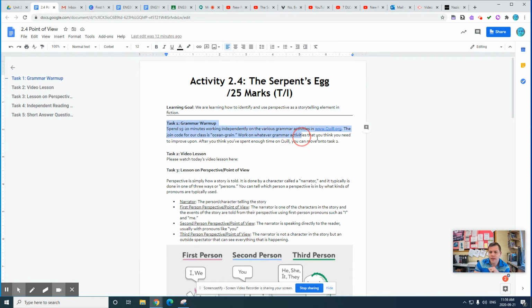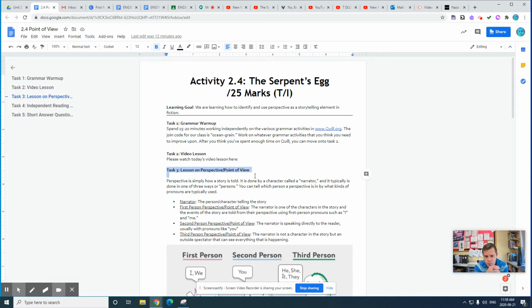But before we get to that, I just want you to do 15 to 20 minutes of grammar activity on quill.org. So remember, this is our join code, Ocean Grain, and just work on whatever skills you want to develop. Task 2 is just simply watching this video. Task 3 is I'm going to give you a lesson on perspective, which is also called point of view.